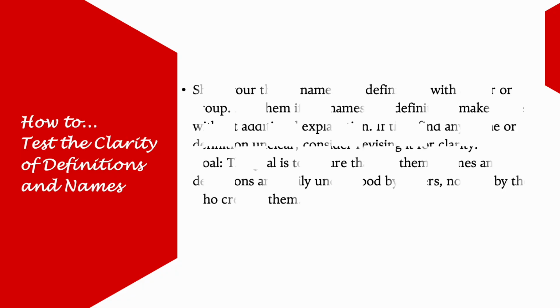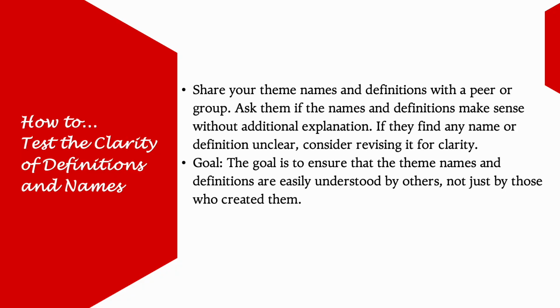How to test the clarity of definitions and names. Share your theme names and definitions with a peer or group. Ask them if the names and definitions make sense without additional explanation. If they find any name or definition unclear, consider revising it for clarity. The goal is to ensure that the theme names and definitions are easily understood by others, not just by those who created them.